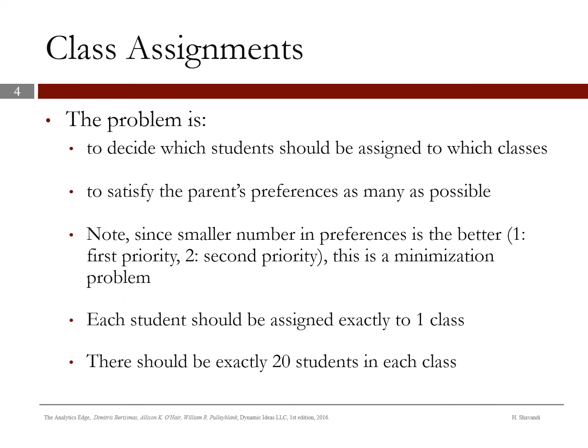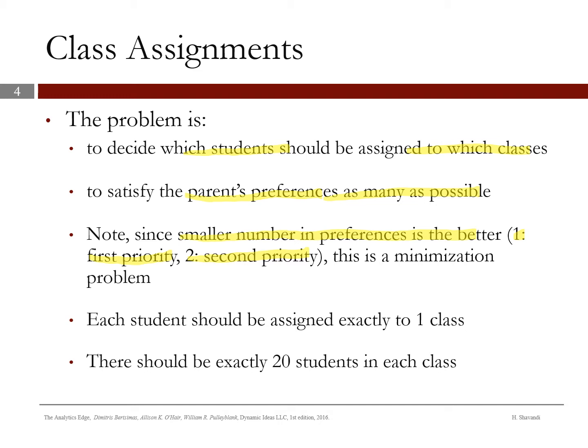So here is our problem. We want to decide which students should be assigned to which classes, and also we want to satisfy the parents' preferences as much as possible. In the table we have numbers 1 or 2. The smaller number in the preference is the better one. That means 1 is the first priority and 2 is the second priority. So those numbers are the priorities.